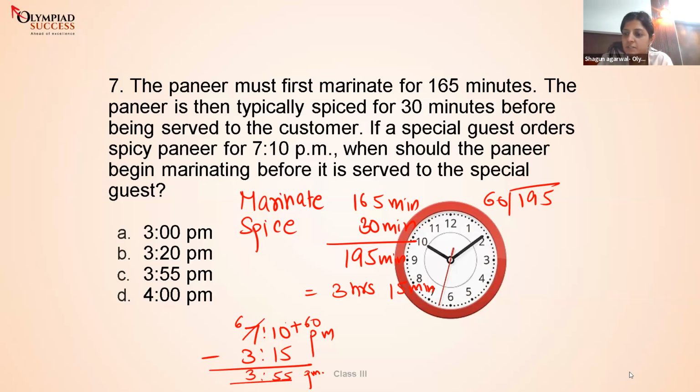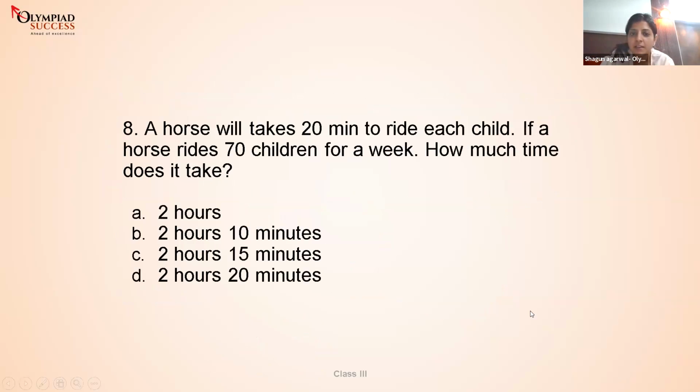Did everybody get this? Yeah? Oh, great. Let's go for the next one. A horse will take 20 minutes to ride each child. If a horse rides 70 children for a week, how much time does it take? So for each child, it's taking 20 minutes and it's riding 70 children for a week. How much time does it take?